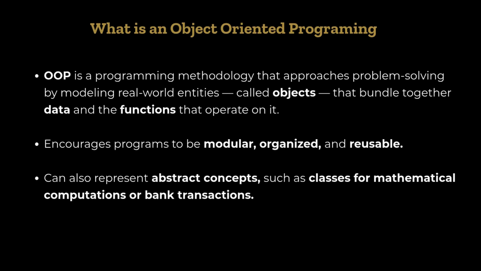modular, and reusable. What makes OOP powerful is that it doesn't only represent physical things, it can also model abstract concepts like classes for mathematical computations or bank transactions. In short, OOP helps us design software that reflects how things exist and interact in real life, making programs easier to build, understand, and maintain.